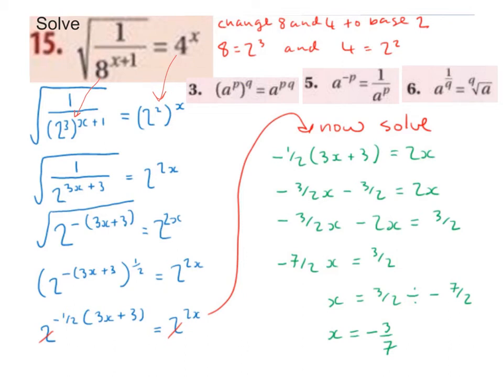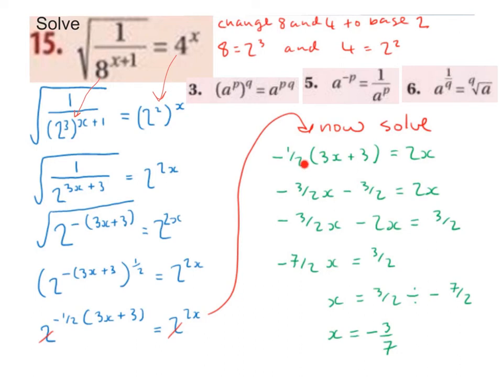Now I can see that my bases are the same on either side. I've got a base of 2, so I can cancel out my bases. I'm going to equate my indices, and then I'm going to solve for x. So I'm going to bring this minus a half times 3x plus 3 up here, minus a half times 3x plus 3 equals, and then I'm going to bring this 2x up here as well, equals 2x. So what I've done is I've equated my indices, and now I'm going to solve for x.